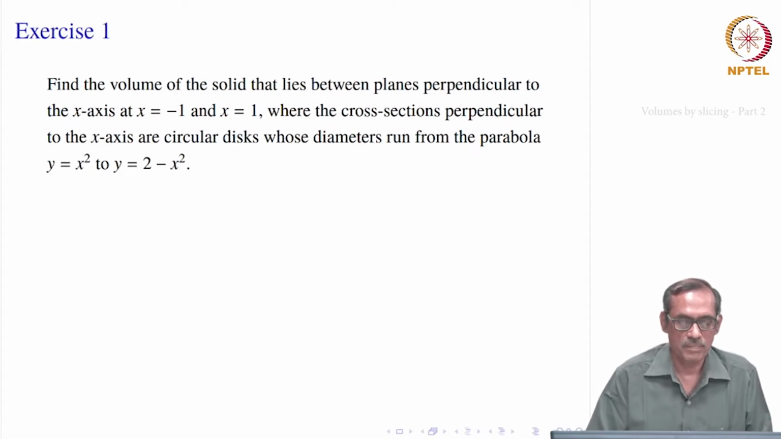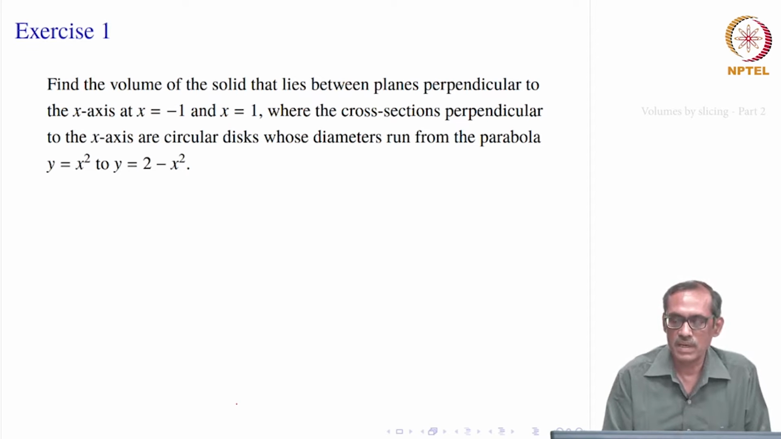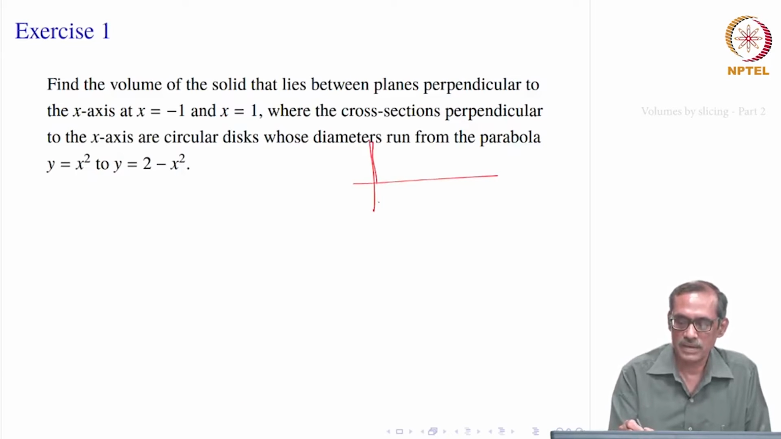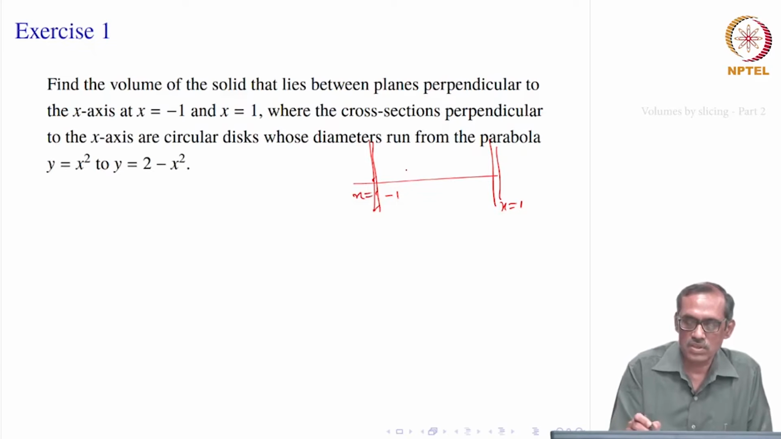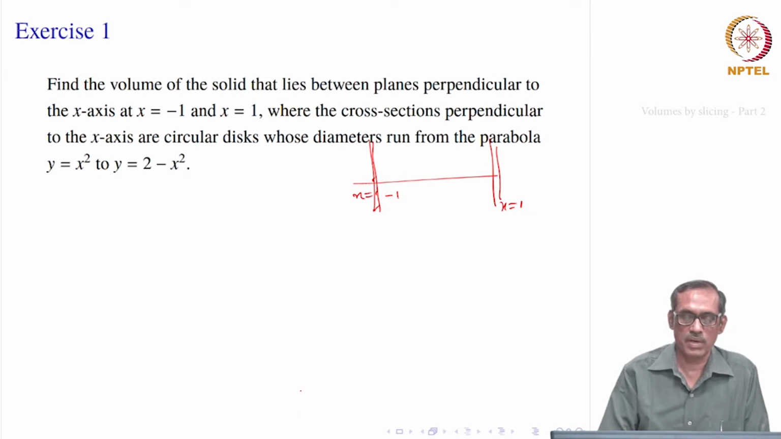So, this is the first problem. We want to find the volume of the solid that lies between planes perpendicular to the x axis at x equal to -1 and at x equal to 1. So, you have the x axis, there is a plane here x equal to -1 and the plane here x equal to 1. Within this the solid lies, and its projection to the x axis is -1 to 1. Now, the cross sections perpendicular to the x axis are circular discs.